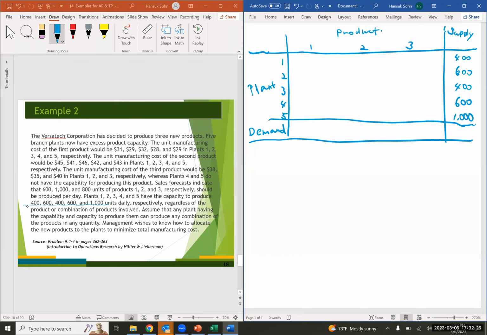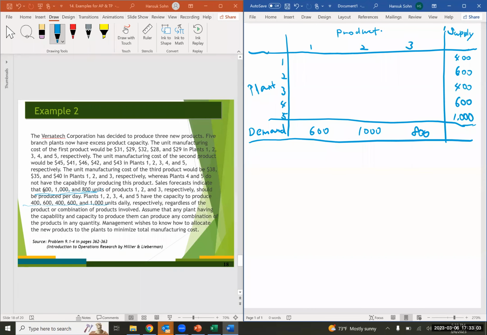And the sales forecast indicates 600, 1,000, and 800 units of each product should be produced daily, right? So we are going to put those numbers from here to right here. Demand amount: 600, 1,000, and then 800.